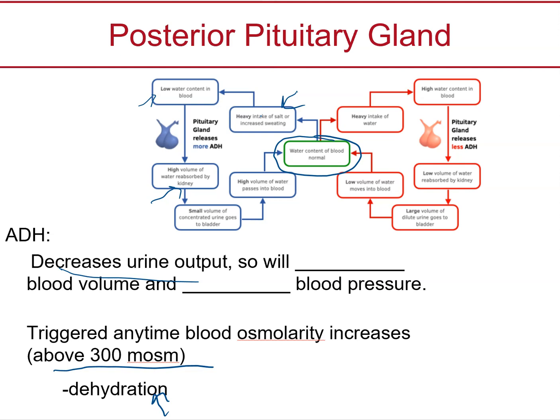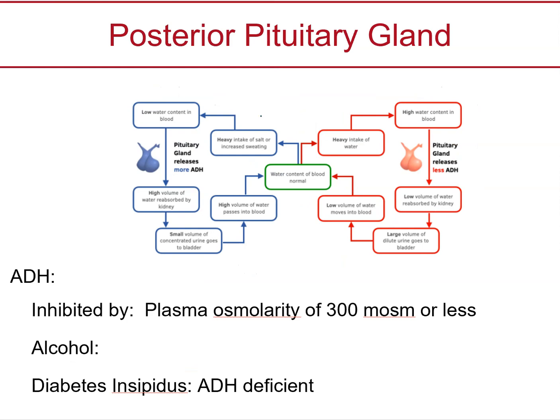Where's the water go? Well, the water goes into your blood. So it increases your blood volume because the water goes back in the blood, and then that will raise your blood pressure. So how do we inhibit it?